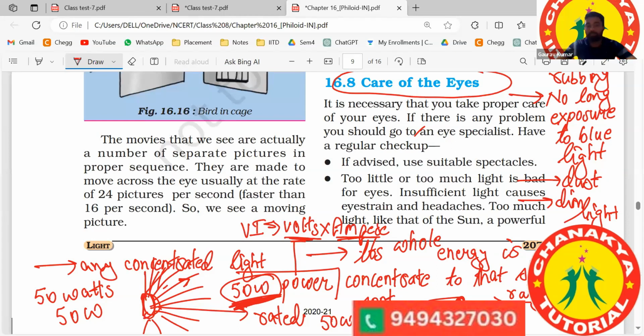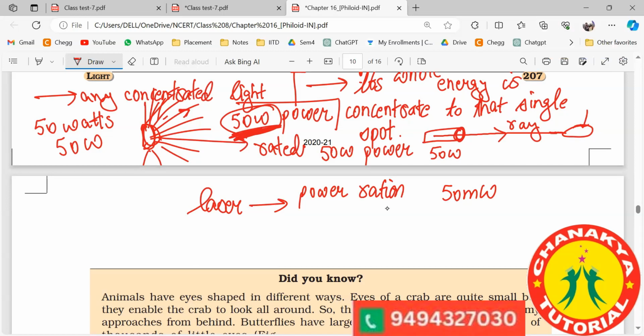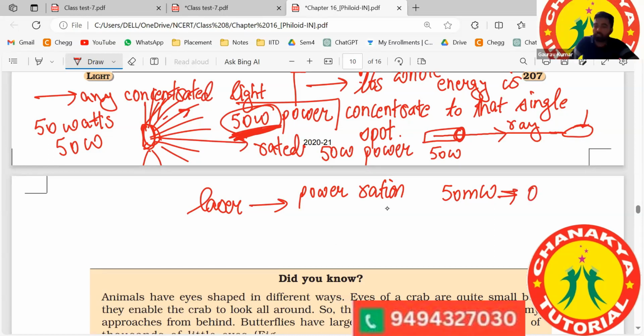In labs, we use lasers with a power rating of 50 milliwatt. Now, can you tell me what 50 milliwatt is? It's one thousandth part of 1 watt, that means 0.050 watt. This is the power we use in the lasers in the labs. Even then, we have to use these lasers with great caution. This laser light should never be put in the eyes.